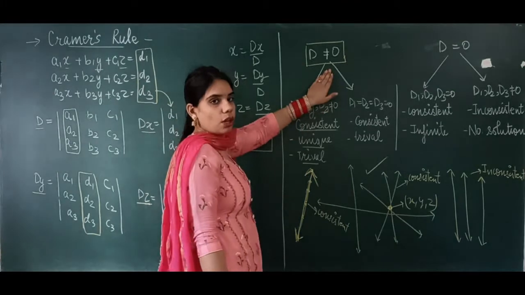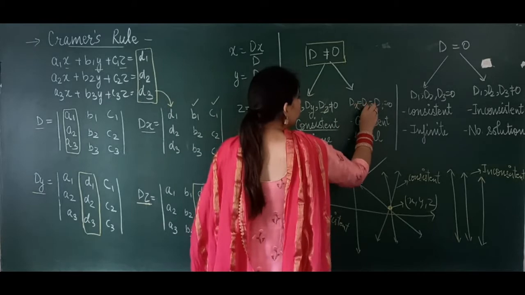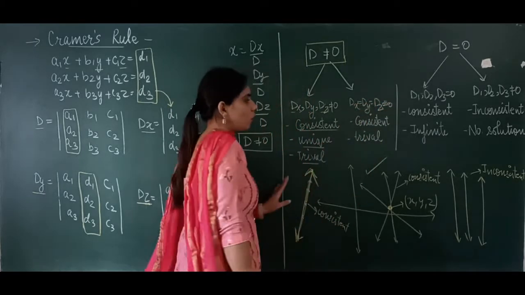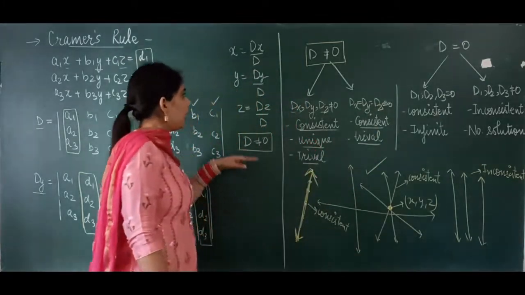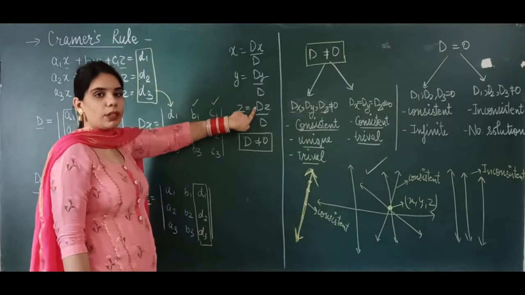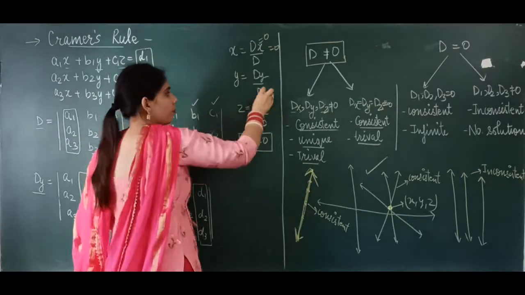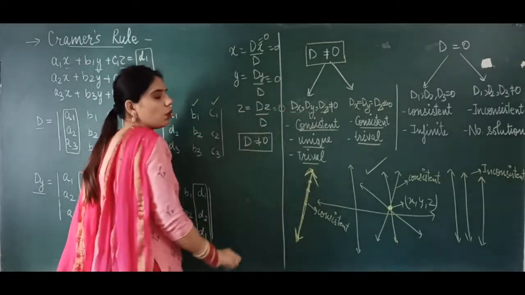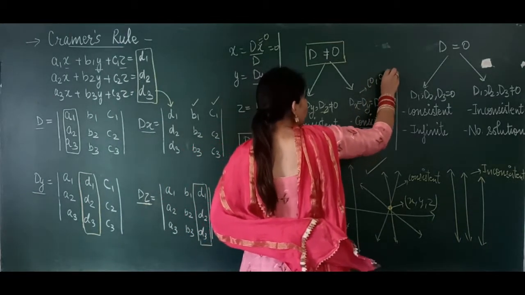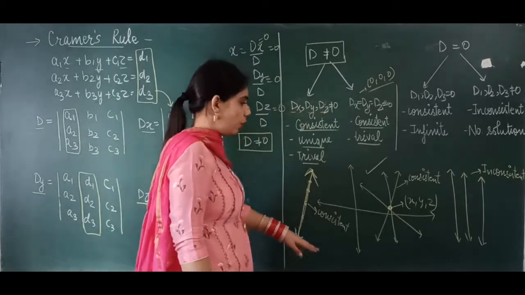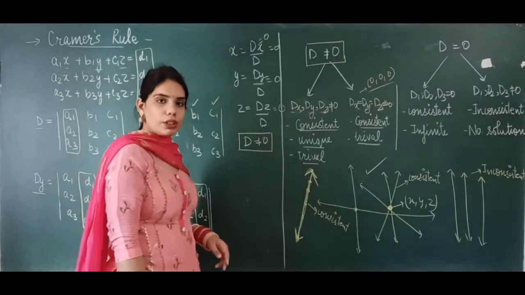If my d is non-zero but dx, dy, dz are equal to 0, then I will have a consistent and trivial solution. But see, if my dx is equal to 0, this term will become 0. Y will also become 0, z will also become 0. So the solution here will be 0, 0, 0. That means origin. So that means all the lines pass through a common point called origin.